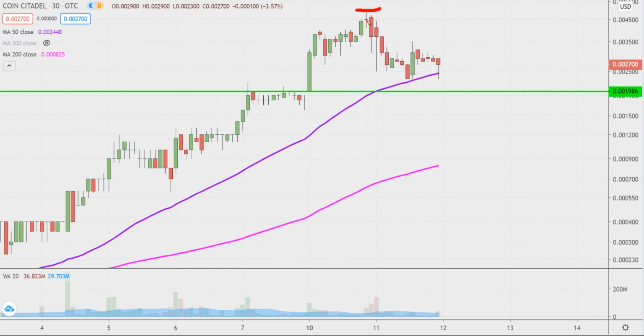Looking at multiple days as we're doing here, you can see the price does still have the opportunity to chip away and build a higher base. So let's see if the bulls can get that job done or not moving forward.